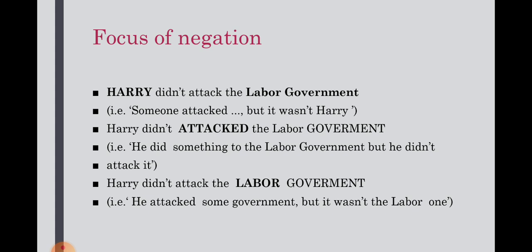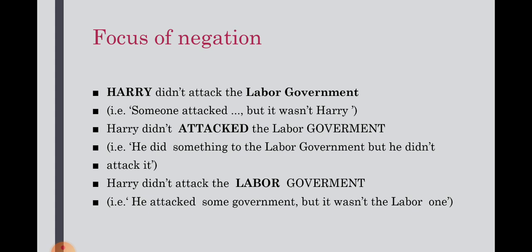Starting with the first sentence, Harry did not attack the Labour government. Here the focus is on Harry. So this means that Harry is negated. This sentence means someone attacked the Labour government, but it was not Harry. Why is that? Because we focused our negation on Harry. So Harry is negated, which means someone other than Harry did that.